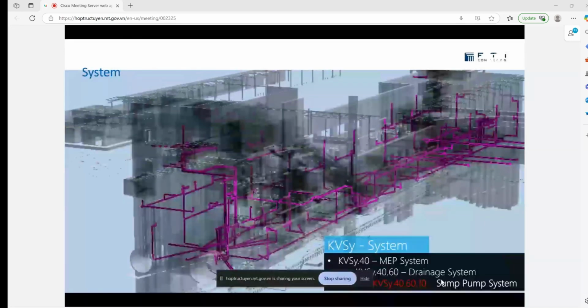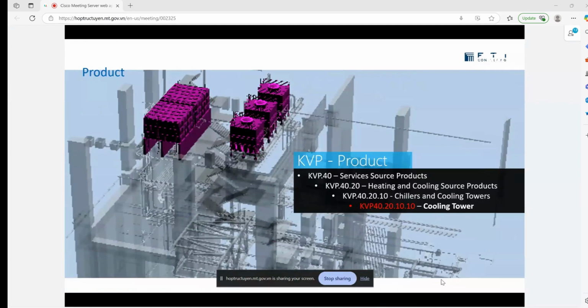So you're going to have different types of systems. You're going to have railway systems, building systems, drainage systems, fire systems. Each system is made up of many components. And then inside those systems, those components are going to be labeled and created as products. It could be a fan, it could be a pump.